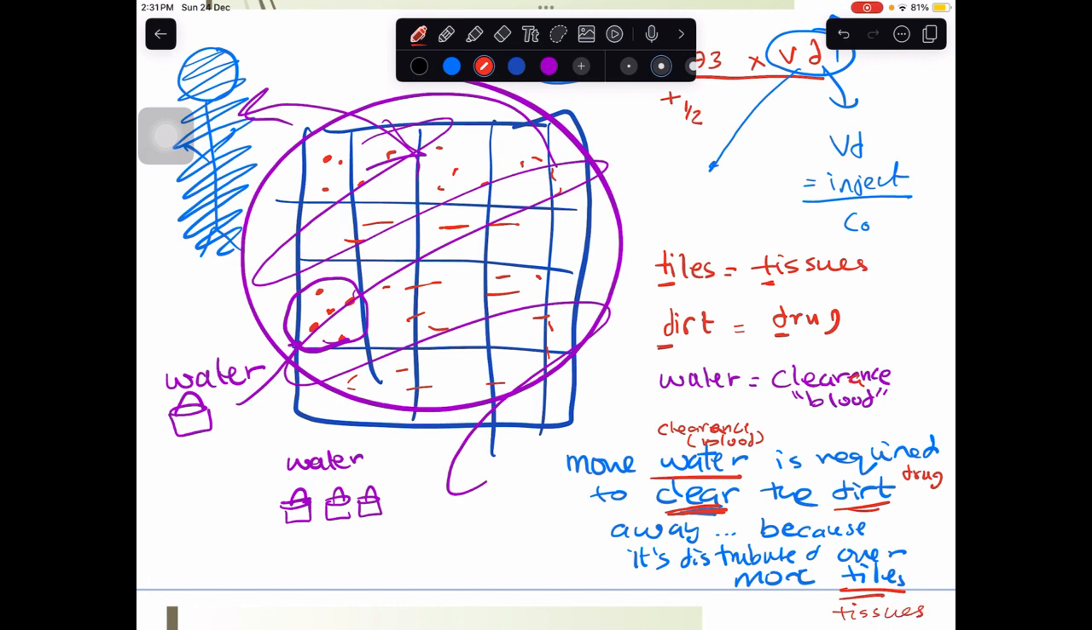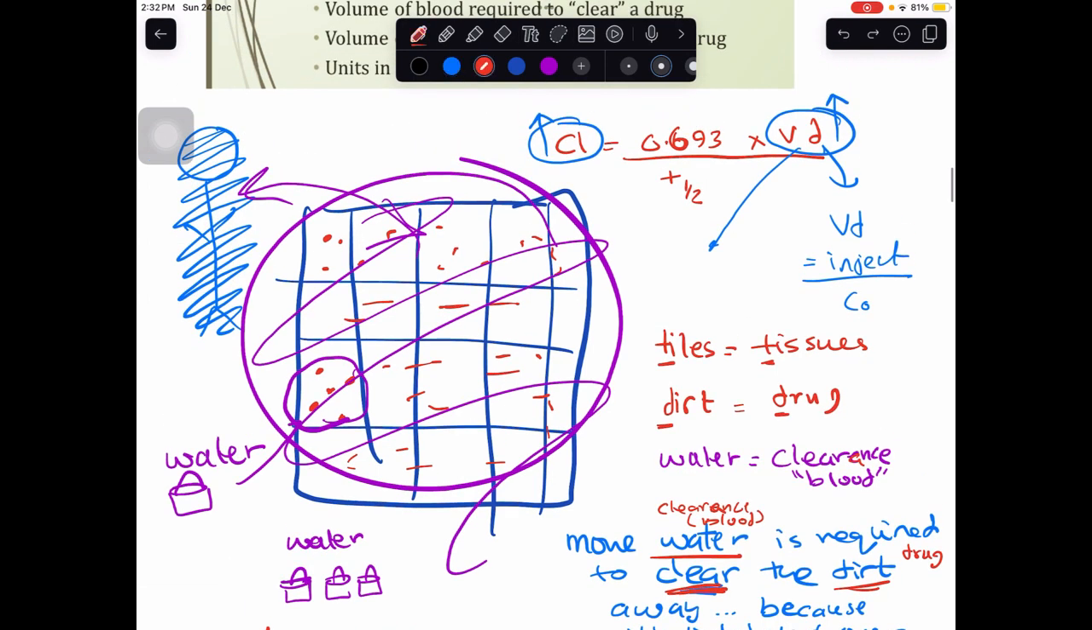Are we able to see the idea here? I'm saying that if I look at it now, more clearance is required to clear the drug, which in this case is the dirt, because it's distributed over more tissues. Now I can understand how when the VD increases, the clearance also increases, because I require more water to clean the dirt, since the dirt is now over more tiles. So it means that I require more blood to clear out all of this drug, because the drug is now found all over my body.